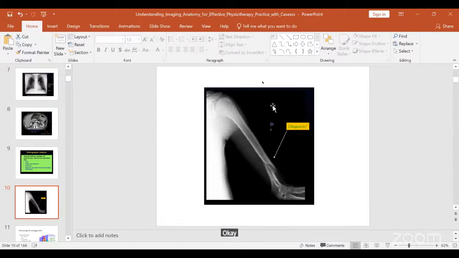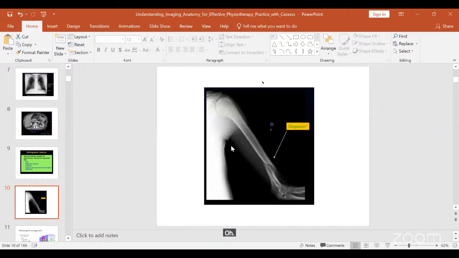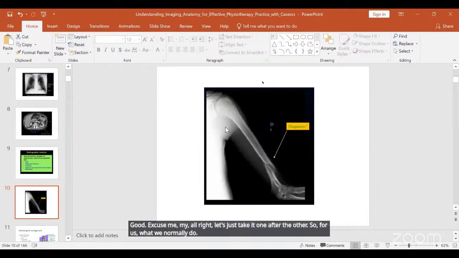Okay. Now, what we do, the distal part of the humerus. What did you say? Somebody was talking. Displacement of the distal part of the humerus. So somebody would think it's at the elbow joint now. Is that not a compound fracture? Excuse me, ma. All right, let's just take it one after the other. Please, so for us, we normally say displaced fracture.